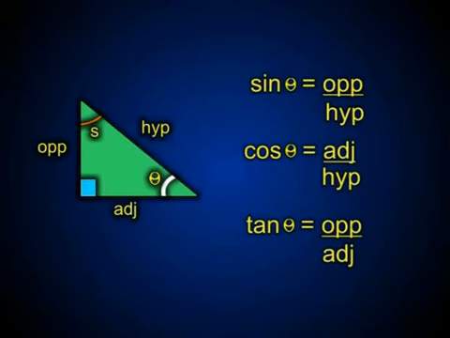Let us see how this translates to a right angle triangle. Again, I'm going to use the right angle triangle that I used above. If I draw in theta over here, sine of theta will equal opposite over hypotenuse, cos of theta is going to equal adjacent over hypotenuse, and tan of theta is equal to opposite over adjacent. These relationships always hold true, and I want you to memorize this.